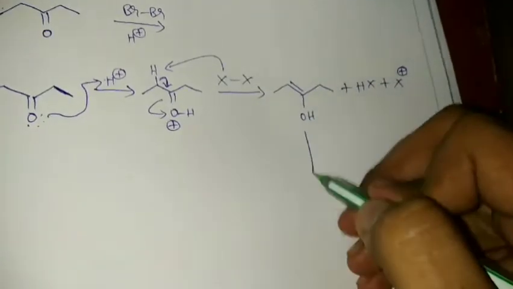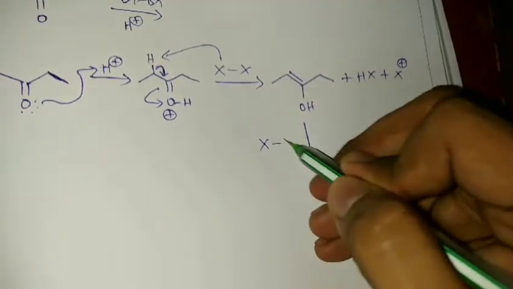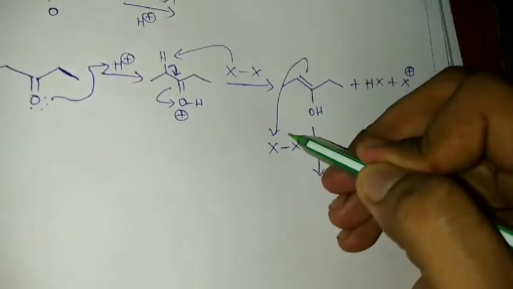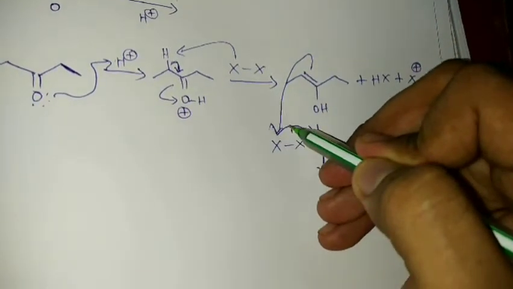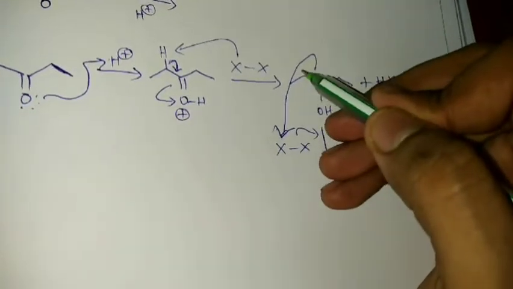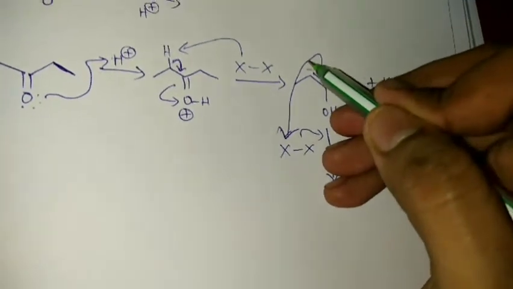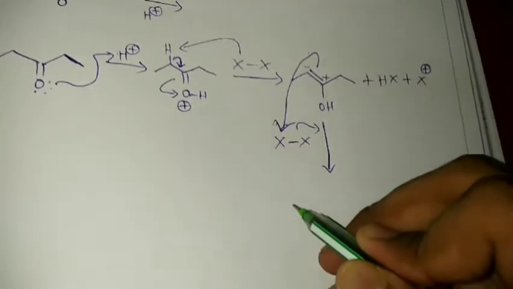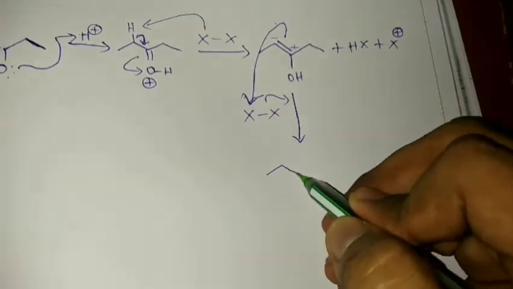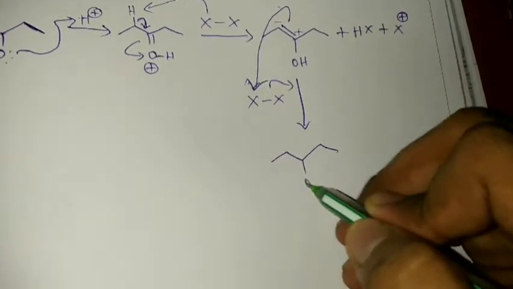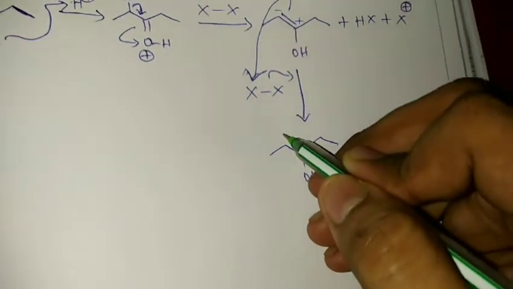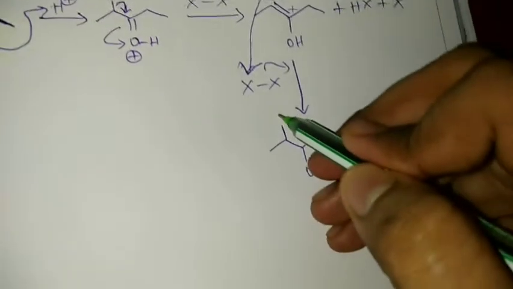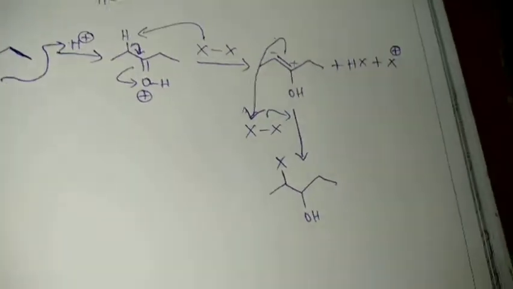Okay, now enol again attacks this halogen and this leaves. How is it attacking? Basically it polarizes itself as minus plus, so this minus essentially attacks this halogen. Okay, so it leaves as X minus, so what happens? So OH, so it will be X, right?